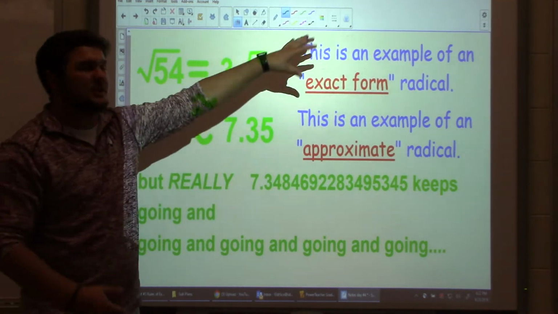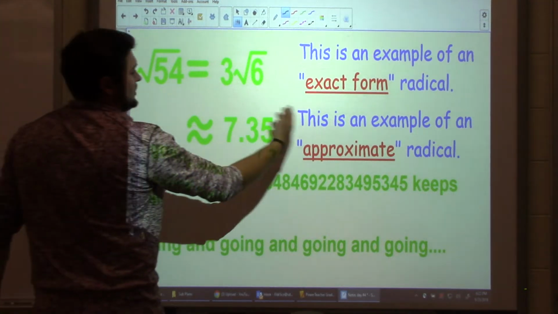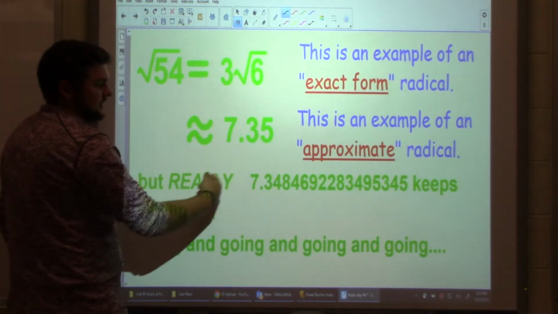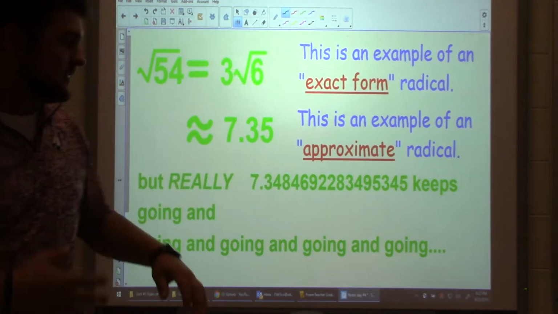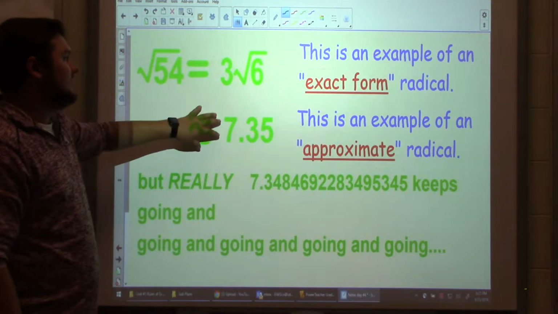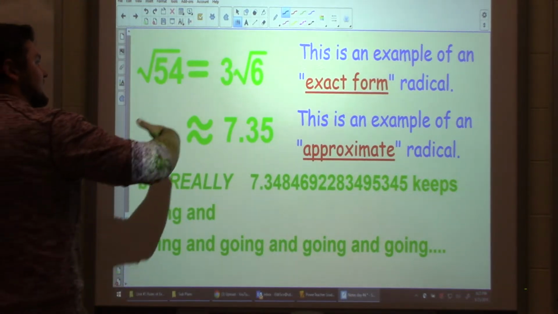That top one is what we call exact radical form. The bottom one is what we call approximate, right? We had to round it because it's really 7.34846922, so on and so forth. This is a rounded number, right? We want the exact form. So what we're going to find out today is how to find this exact form of a radical.